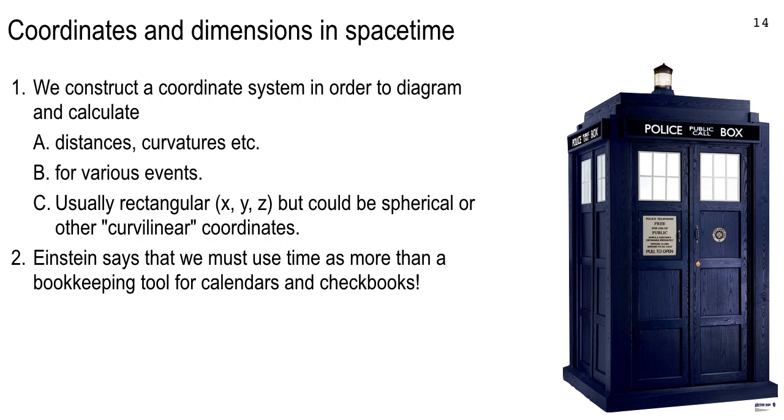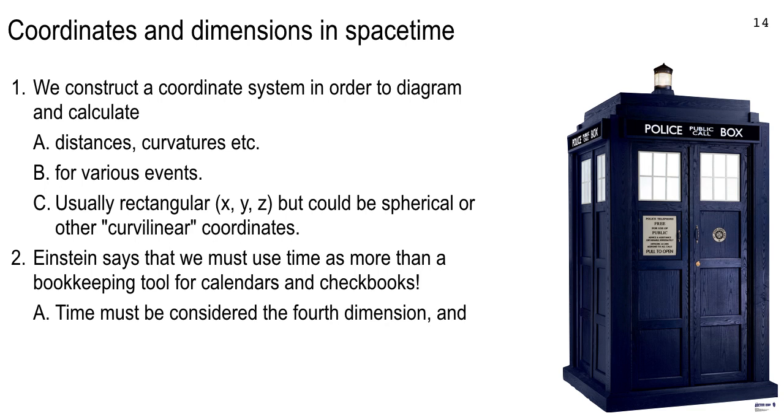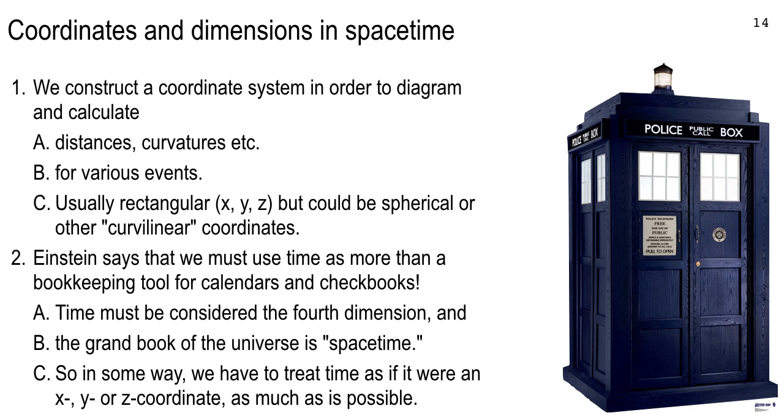Now, Einstein said we've got to use time as much more than just a bookkeeping tool. You have to consider it the fourth dimension, and therefore you have to figure out some way to make time have a distance-like behavior or a distance-like quantity. Because his theory was that Galileo's grand book of the universe is actually a four-dimensional space-time. So we have to treat time as if it were an x, y, or z coordinate. And it's not. It's measured in seconds. But you know what? I'll just ask you to think: there is a distance unit that almost everybody here has heard of that features seconds and other increments of time.